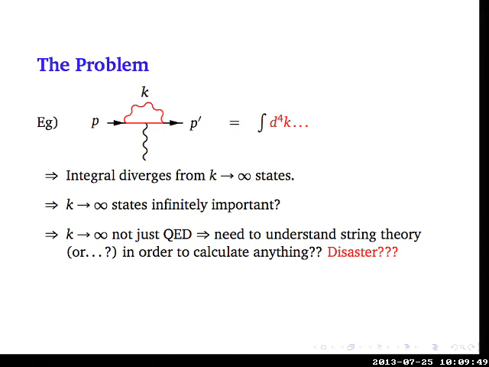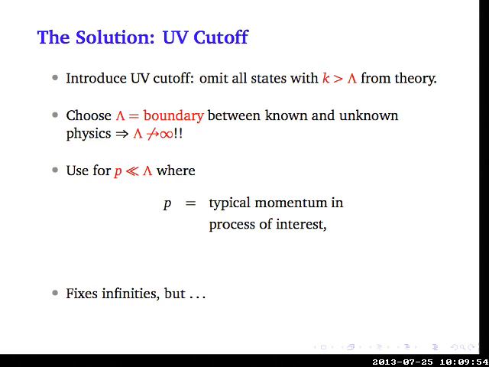So the solution to this problem is to put a cutoff in, an ultraviolet cutoff. You omit all states with momenta bigger than lambda. Exactly how you do the cutoff is a detail, and I won't get into that in this calculation. And there are many ways of doing it that are correct. But the idea is we'll put in a cutoff and just throw away all the k greater than lambda states from the theory. And let's pick this cutoff to be as big as we can, which means we'll make it as big as QED is reliable.